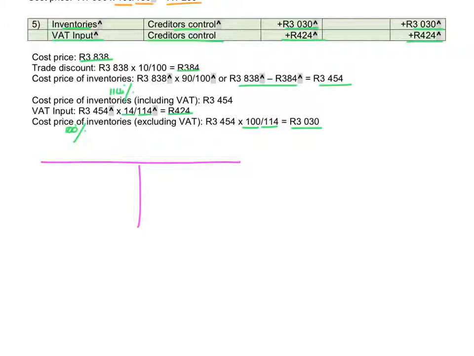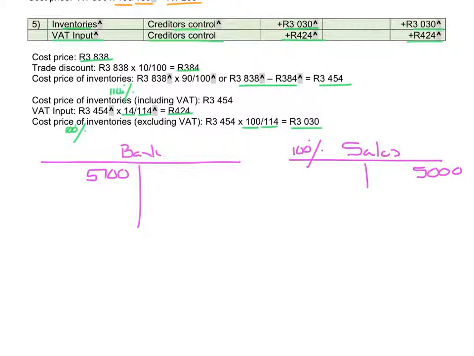When we sell goods for cash, it means that we will record the amount in the bank. If we sell goods for 5,700, we will increase the amount in the bank with 5,700. Of this 5,700, 700 must be paid to SARS for VAT collected. 5,000 will be transferred to the sales account to show that the income for the business is 5,000. So the sales account is a 100% account. You're not allowed to show the VAT as part of your income.